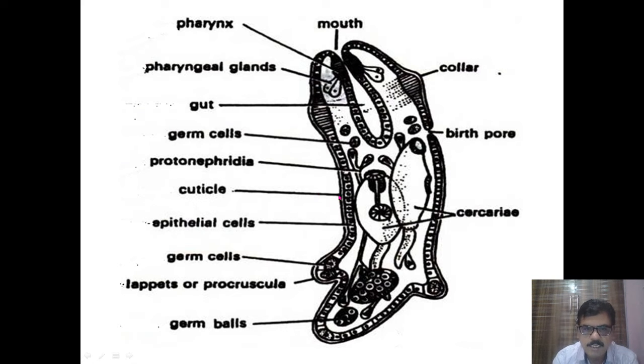This diagram you have to draw in the practical record and you have to write down the comment. Body is covered with cuticle, and it has the germ cells and the germ balls, and it has the developing cercaria. And these developing cercaria come out from the birth pore.